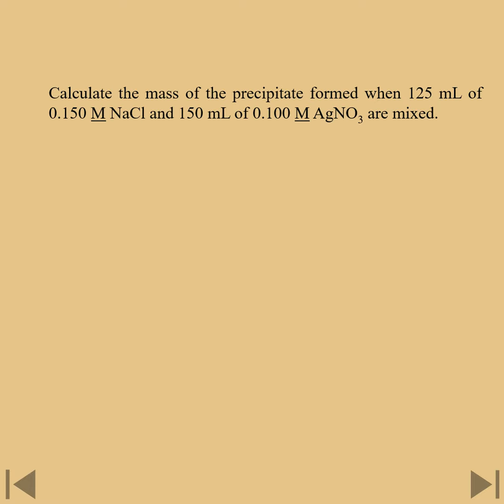Okay, calculate the mass of the precipitate formed when 125 milliliters of 0.150 molar sodium chloride and 150 milliliters of 0.100 molar silver nitrate are mixed. Okay, the mass of the precipitate formed, so we're looking at a net ionic equation, and we know sodium is going to be soluble with everybody, and so is nitrate, so we're looking at silver and chloride, and sure enough, silver and chloride combine to form the insoluble precipitate silver chloride. So there's our net ionic equation.